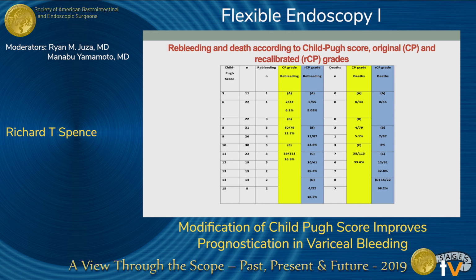With regards to death, importantly, Group A had 0 mortality in the original score, and similarly in our Group A, 0 mortality, which is an important finding. And you see increased stepwise mortality both in the original as well as in the recalibrated score. But I can turn your attention to comparing the original Group C to the recalibrated Group C. The original is 33% mortality, recalibrated 32%, but importantly a 68% mortality in the recalibrated Group D.